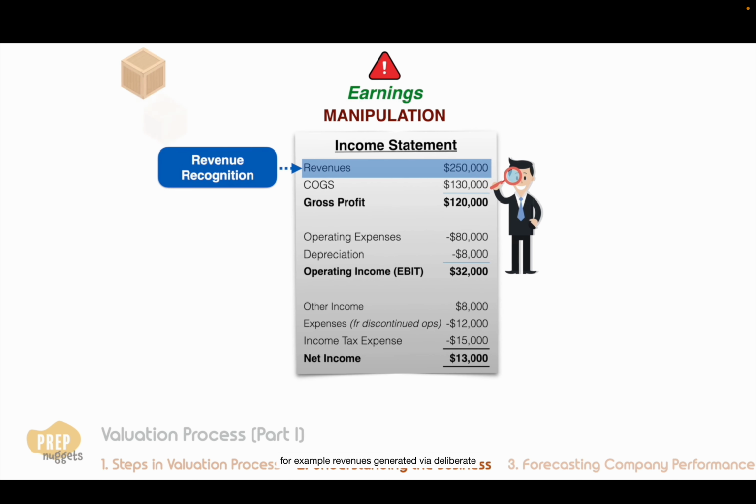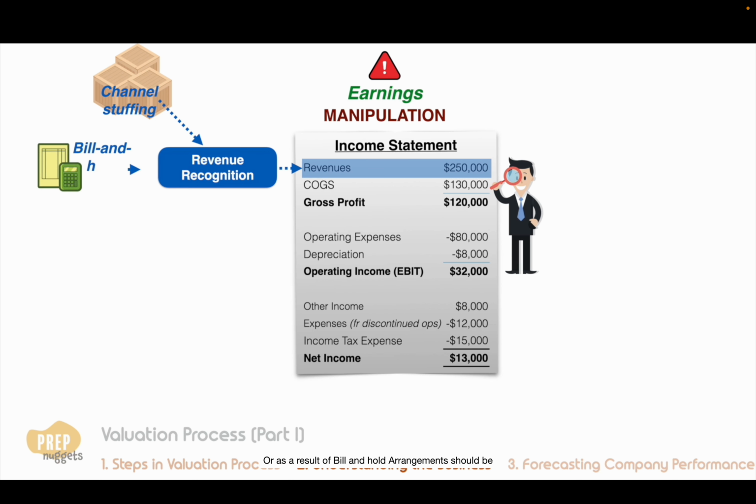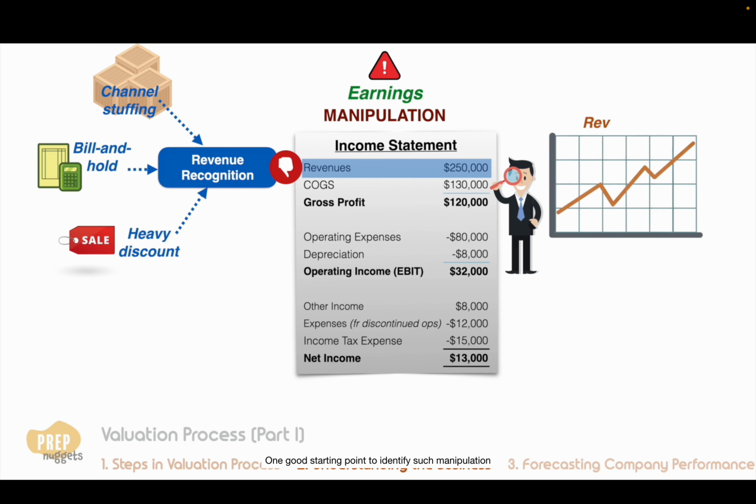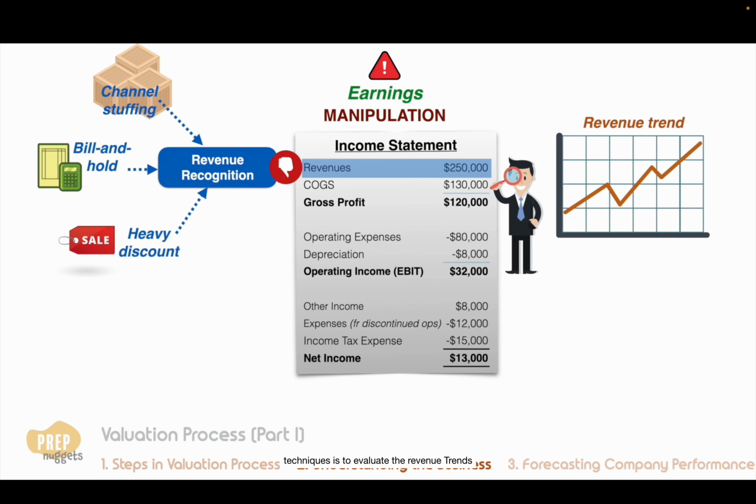For example, revenues generated via deliberate channel stuffing, or as a result of bill and hold arrangements, should be considered spurious and inferior. Even relatively genuine revenues, when secured via the use of heavy discounting practices, come at the expense of deteriorating margins. One good starting point to identify such manipulation techniques is to evaluate the revenue trends and compare them with the industry average.